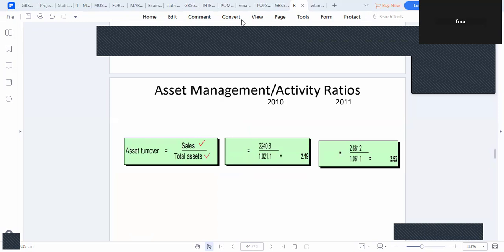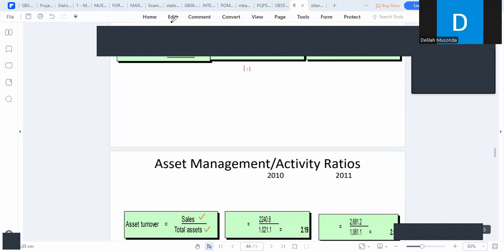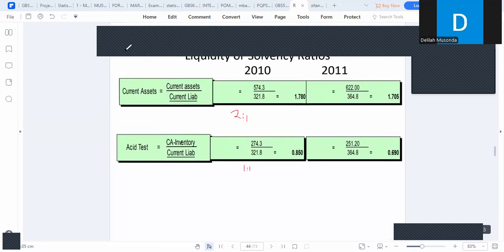Kindly just go through the acid test ratio. The acid test ratio is simply the current assets minus the stock. It's the same formula, except that here we're simply removing what? We're removing the inventory altogether. Yes. So we subtracted.